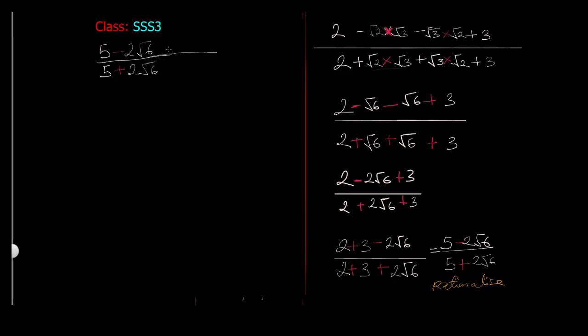Multiply with the conjugate, and it will be 5. This time around it will be the conjugate, so this plus will change to minus. It becomes minus, and then 2 root 6 all over 5 minus 2 root 6. So we are rationalizing, and that will lead us to open up the bracket.